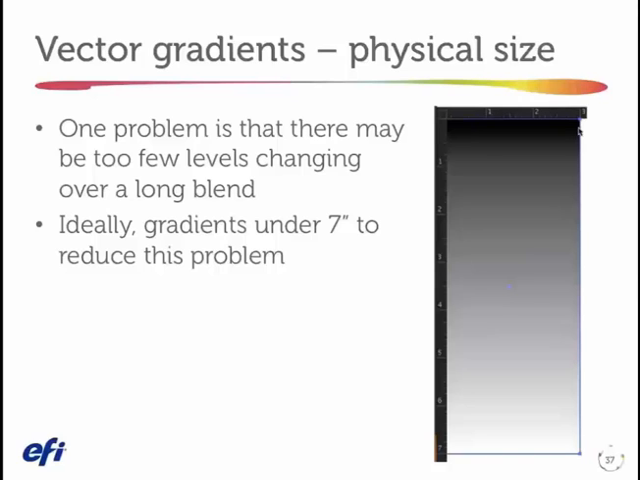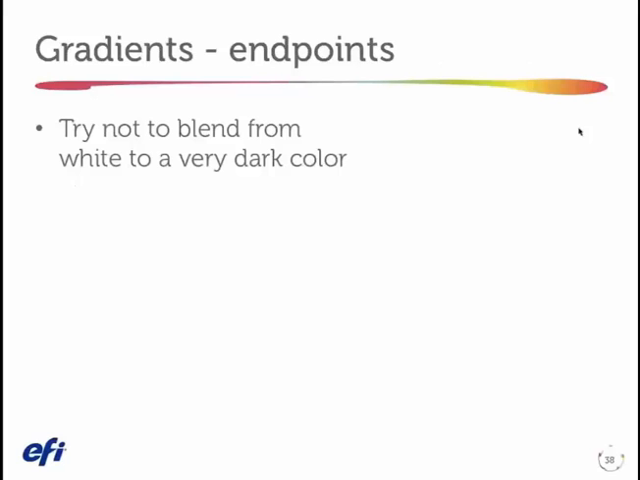Okay, remember the problem is that I need the tones to change smoothly over a certain physical distance. If I don't have enough levels of gray over that distance, then I get these bands. So if I keep that small, that's a great solution. You're all looking at the phone saying, yes, but I don't have any control over how the designer creates their gradation. So this is just one tip.